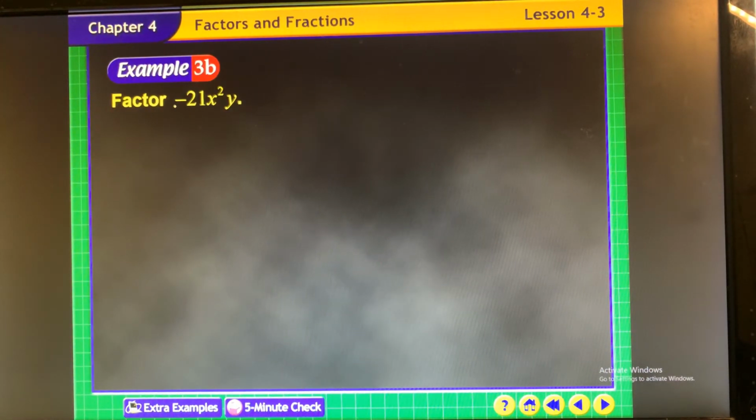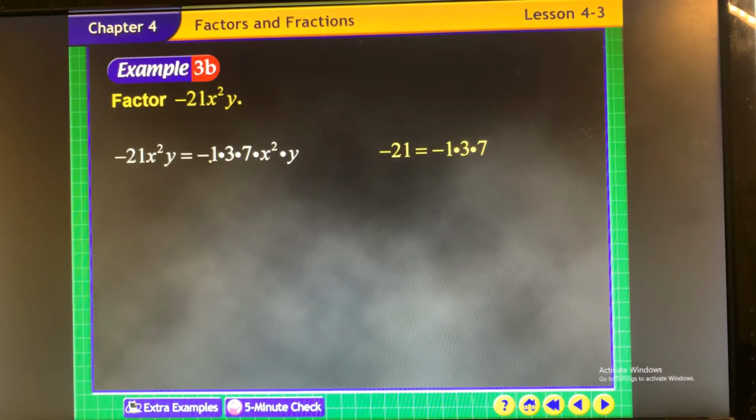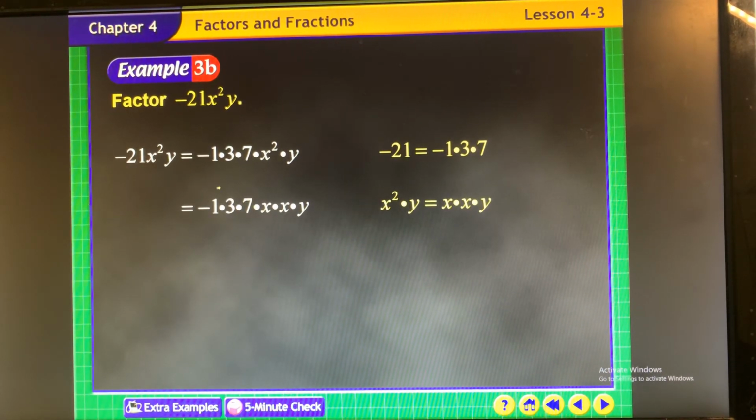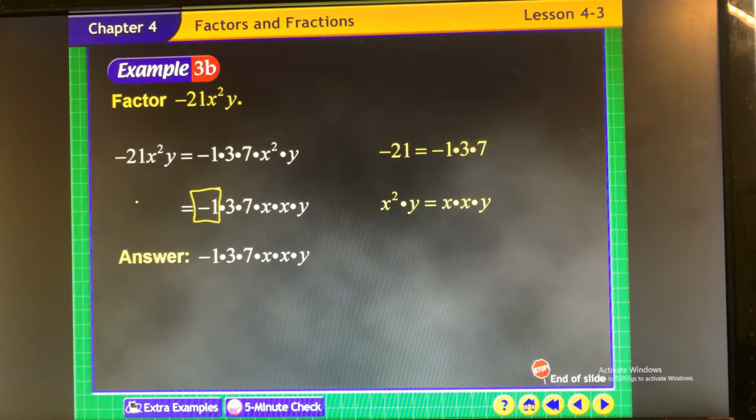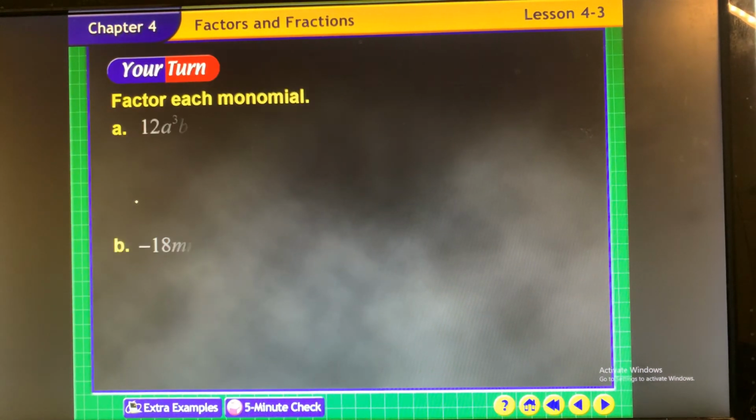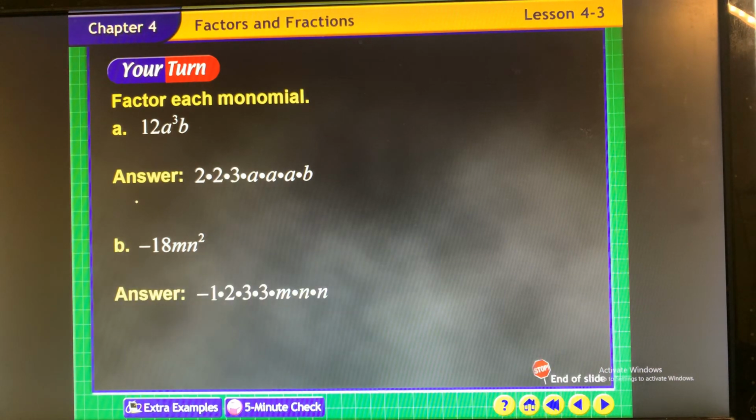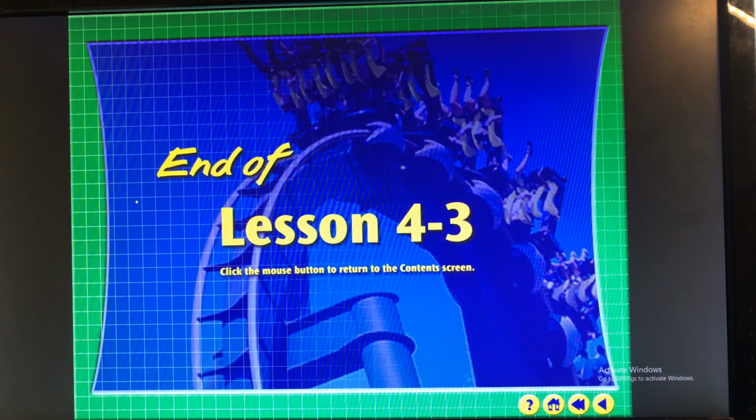So now you factor this. Now the difference is you can't factor a negative number. You cannot factor a negative number. So you have to factor out that negative as a -1, like this. Then you expand your exponents like this. But you have to factor out the negative first. You cannot make that 3 negative. So factor these monomials. You can pause it right here and then check your answers. Good luck.